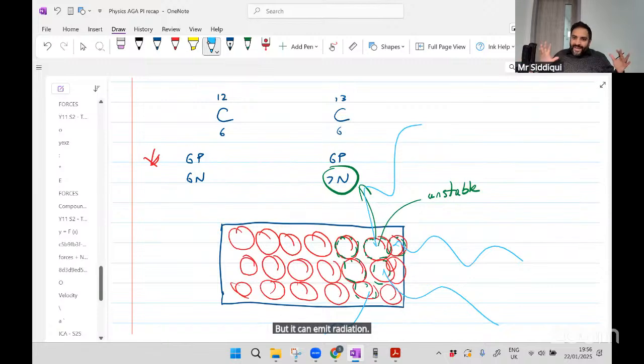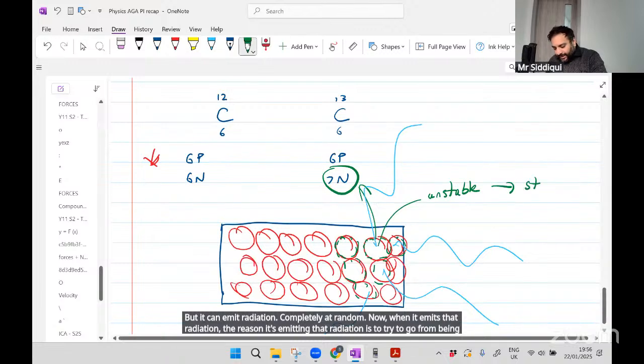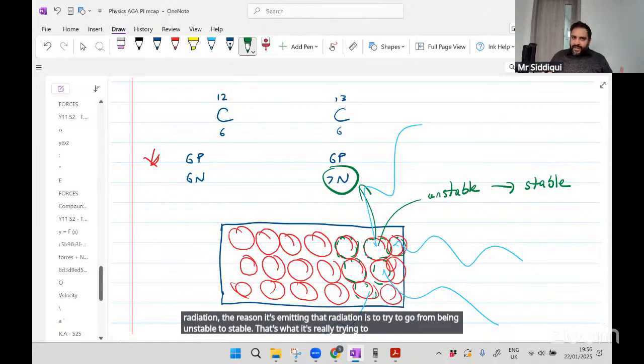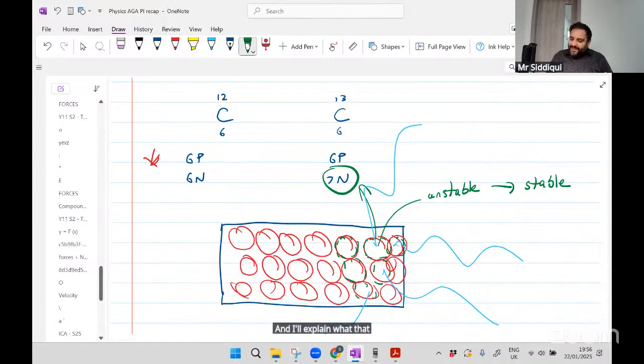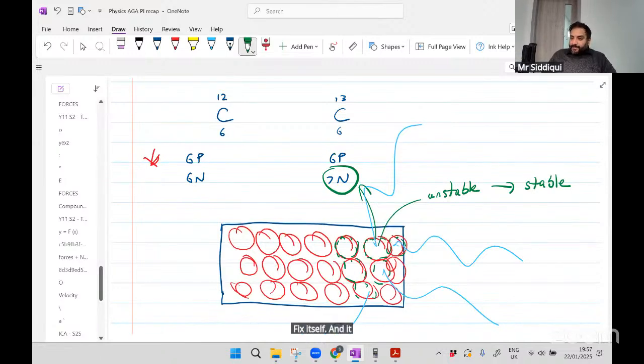That radiation, as we'll come to, can be harmful to humans, and it can be emitted completely at random. When it emits that radiation, the reason is to try to go from being unstable to stable. That's what it's really trying to do. What it really does is try to change its number of neutrons so that it goes back to where it should be. Do you see what I mean? It's like the atom has the wrong number of neutrons and is trying to fix itself, and it does that by spitting out some radiation.